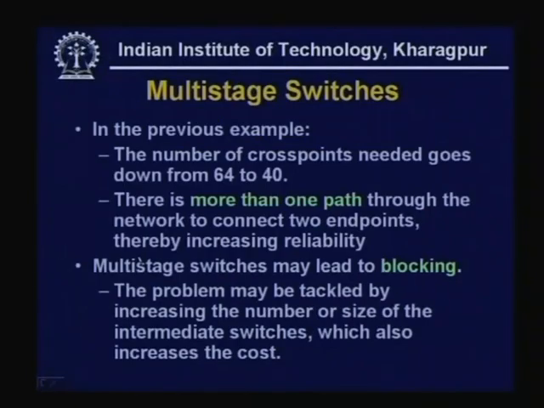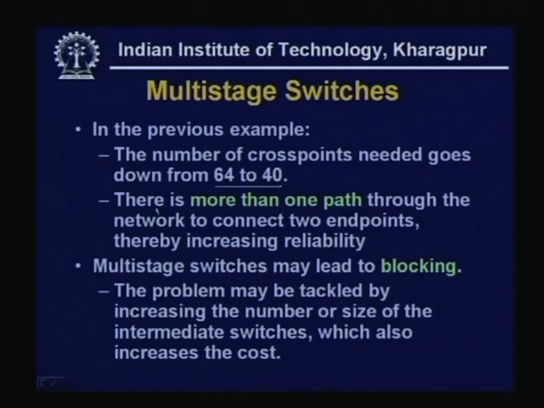If it is a large crossbar switch and if you use multi-stage switches, then the reduction is more significant. So, in the previous example, as I have explained, the number of cross points needed reduces from 64 to 40.